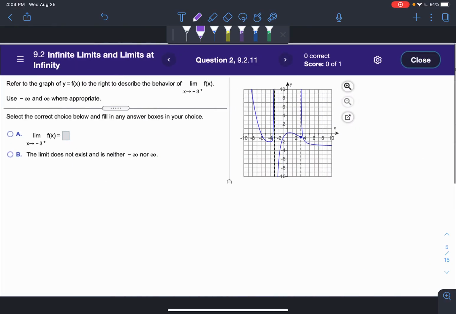Now, if we look at this question, it's a little different. We have a graph of f of x, and now we are approaching -3 from the right. So as we've done before, let's trace along the graph from right to left. We're still not at -3, so I'm going to keep tracing right to left. And now I'm getting really close to -3.